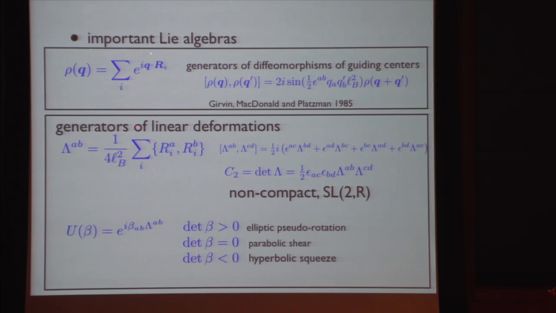So this is the algebra which causes distortions of the system. This squeezes the guiding centers in a uniform way. So the x component could go to twice that, 2x, and the y component could go to a half y, in such a way that it's an area preserving thing. And so the general structure of these deformations is parameterized by a real symmetric second order tensor. And it's a pseudo rotation if its determinant is positive, a shear if it's zero, or a squeeze if it's negative determinant.